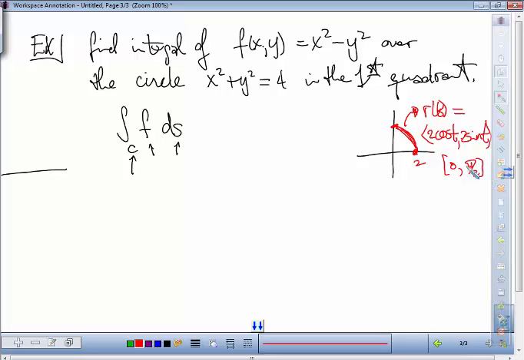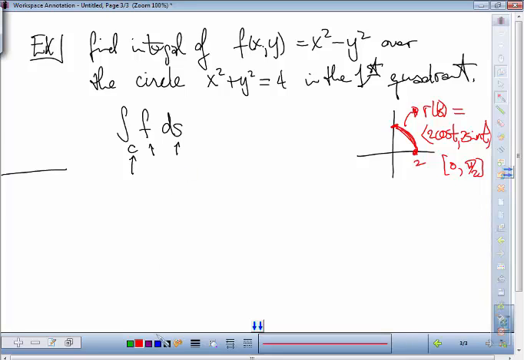So if we go from 0 to pi over 2, this will take care of our quarter circle in the first quadrant, right? All right. So that's it. Well, that's not quite it. We just have to plug in the pieces. According to our formula, what else do we need?